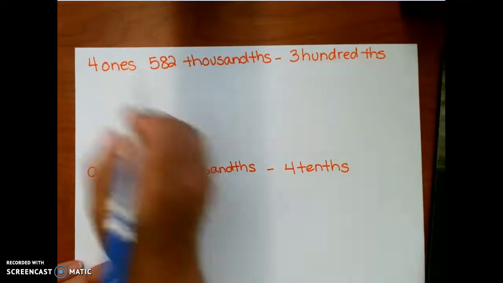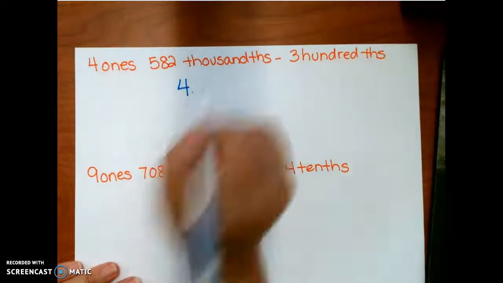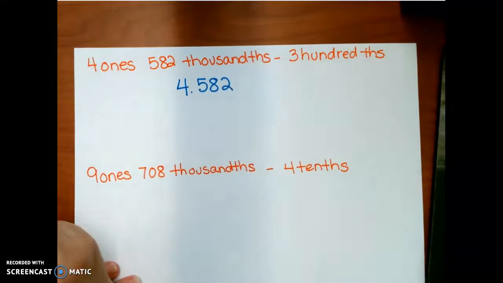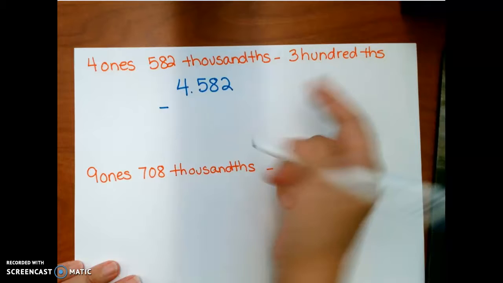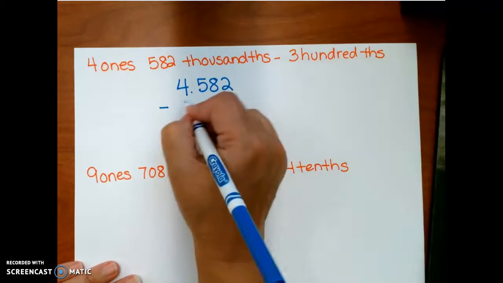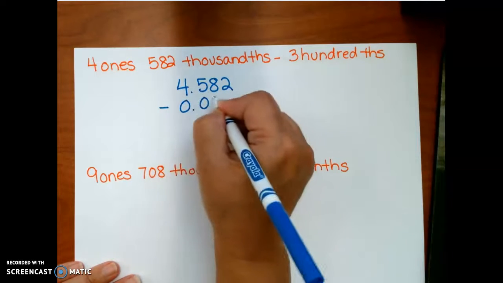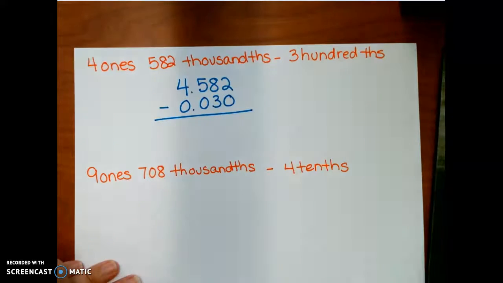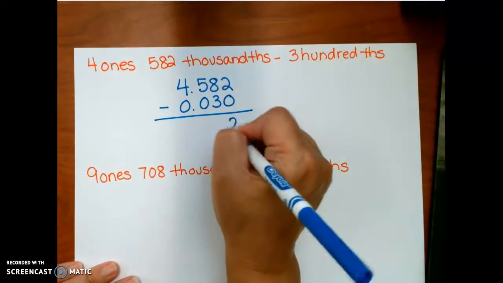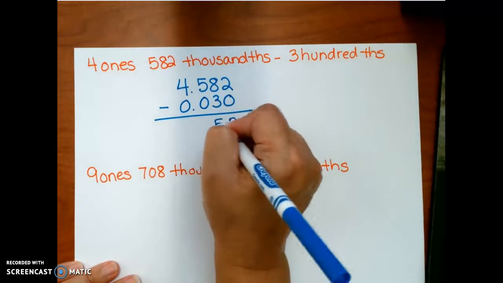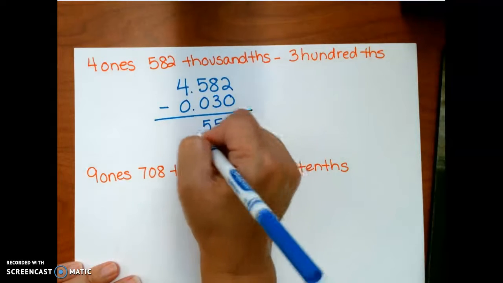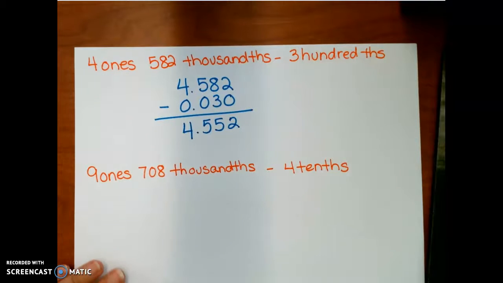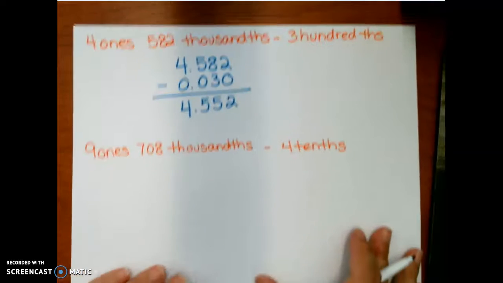Okay. 4 ones, 582 thousandths, minus 3 hundredths. I have no ones, no tenths, 3 hundredths, no thousandths. Now I subtract. 2 minus 0 is 2. 8 minus 3 is 5. 5 minus 0 is 5. 4 minus 0 is 4. So I have 4 and 552 thousandths. You guys are getting good at this.